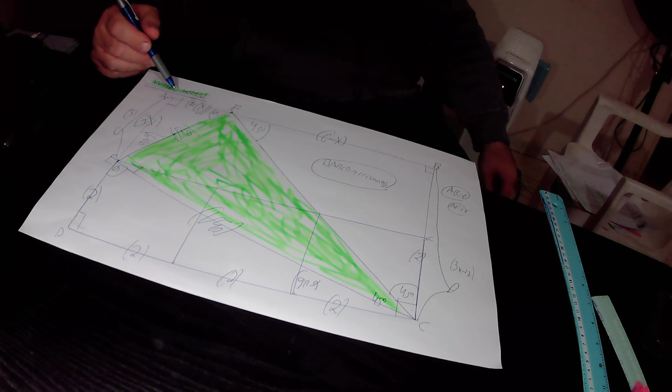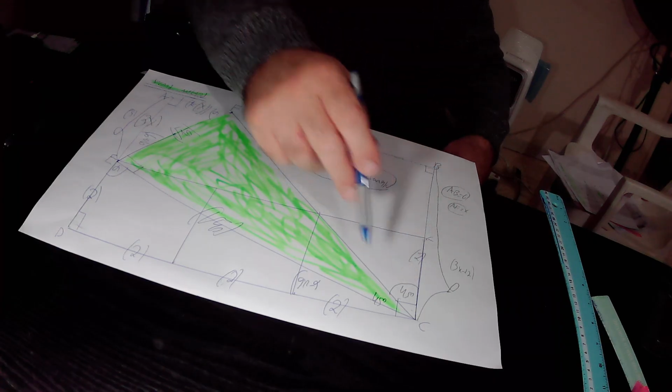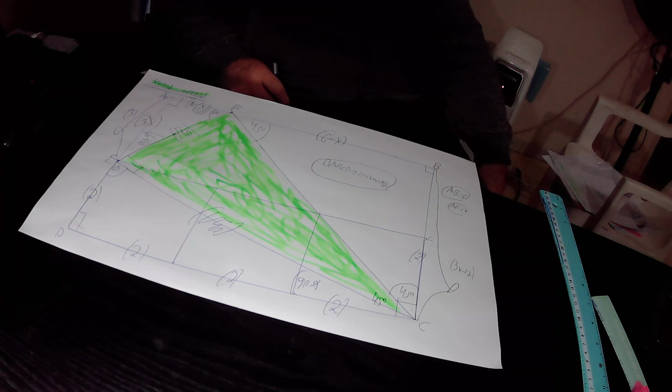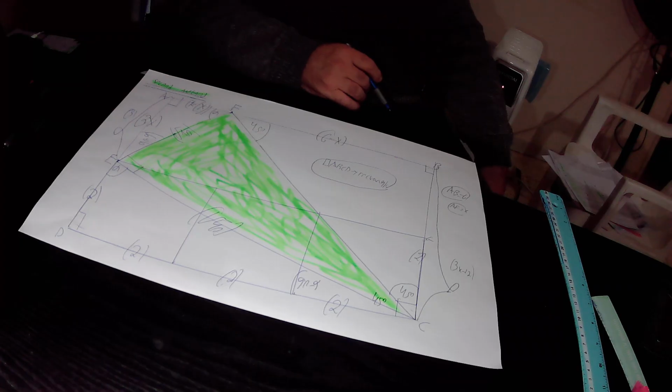So in the big quadrilateral ABCD, we have 3 right angles, and therefore this fourth angle must be equal to 90 degrees, according to the rule that says the sum of the angles in any quadrilateral is equal to 360 degrees.